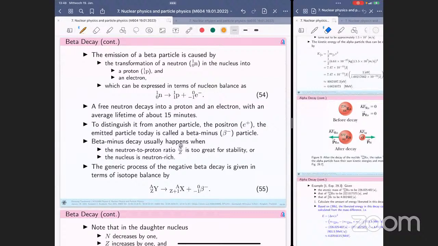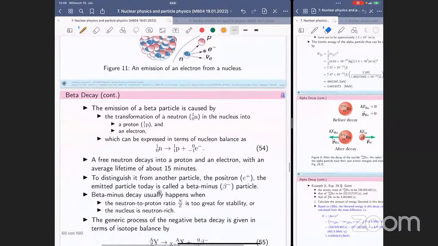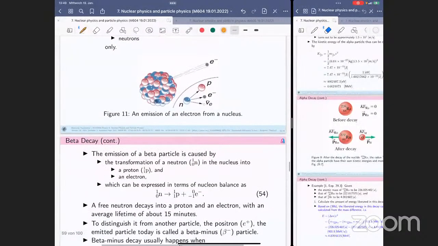The process will take place when there are too many neutrons. You know that the ratio between neutron and proton is quite important, and N over Z is too great for stability. So nature will try to convert a neutron to a proton, to change the blue one to the red one, so that the ratio between neutron and proton will be at a good level.